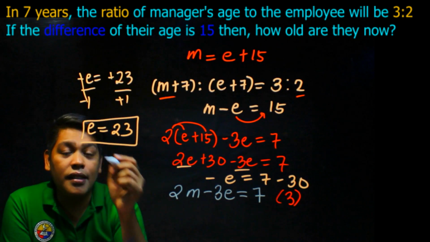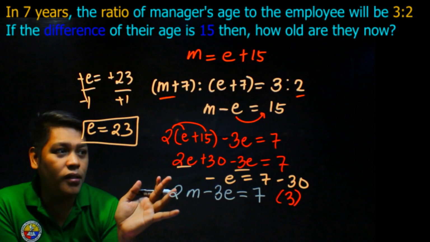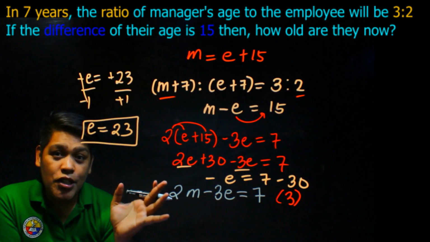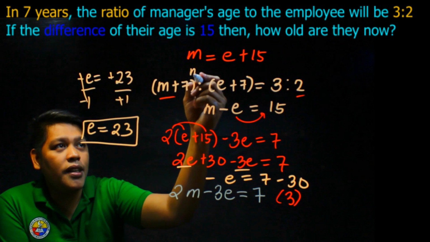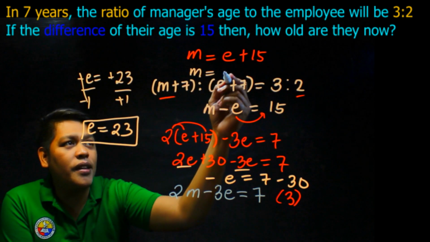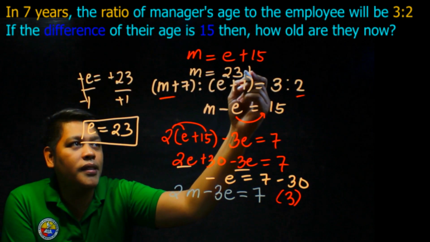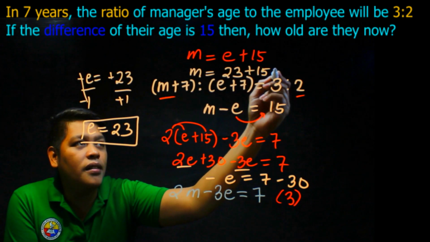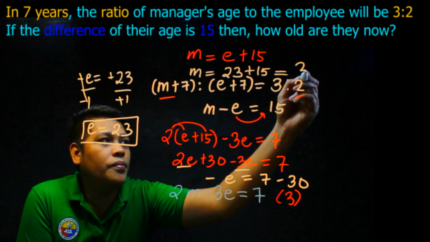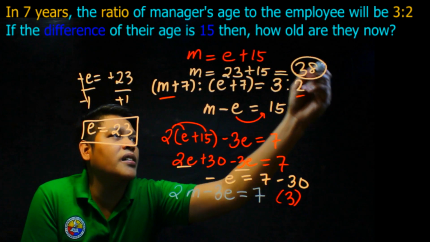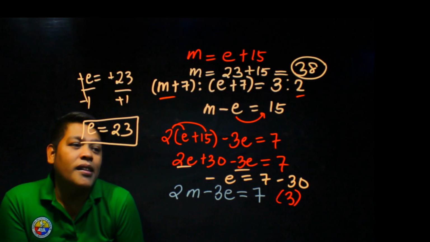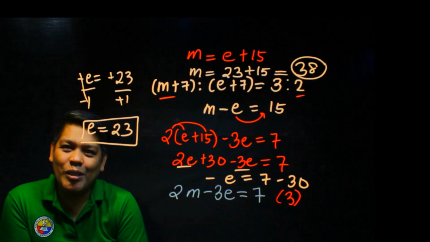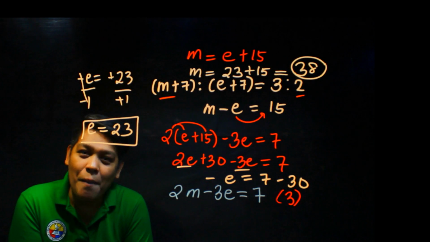So this is the age of our employee. To find the age of the manager, we use this: the manager's age is E, which is 23, plus 15, which is 38. So that is the age of the manager. Got it? So let's have problem number 2.